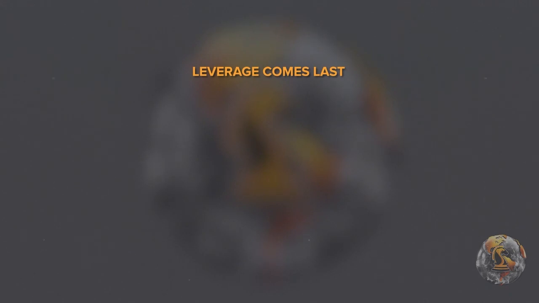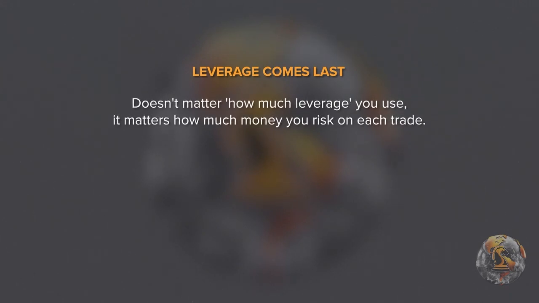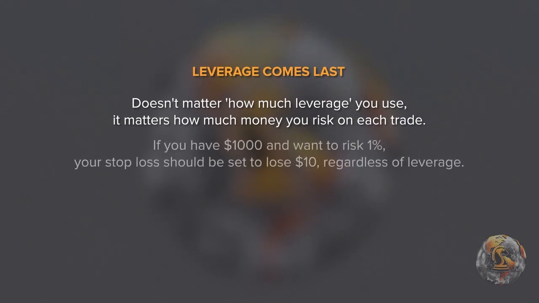Leverage comes last. It does not matter how much leverage you use. What matters is how much money you risk on each trade. If you've got $1,000 in your portfolio, okay, your total account size is $1,000 and you have it stored on your wallet, and you want to risk 1% on each trade, which is a sensible risk, your stop loss should be set to lose $10, regardless of leverage. Make sense? $10 is 1% of 1,000. So your stop loss is more important than the leverage you use. If wherever your stop loss is means that you have lost $10, you have managed your risk.